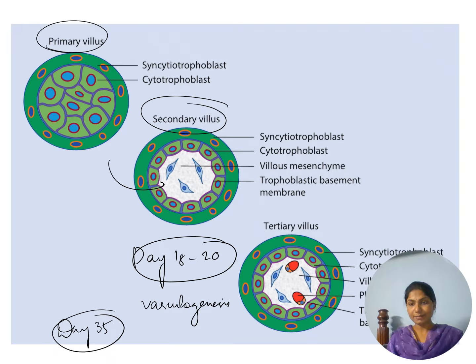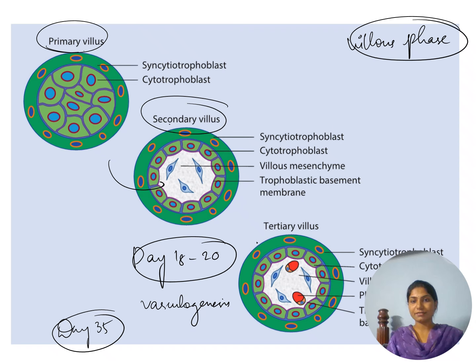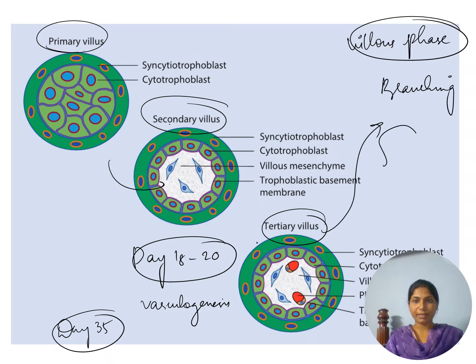So what happens in this early villus phase? There is formation of primary, secondary, and tertiary villi, and the final phase of placental development is the villus phase. So what happens in the villus phase? These tertiary villi go on branching. So from one main villus tree, many villi grow, and they keep multiplying and proliferating till the end of pregnancy.